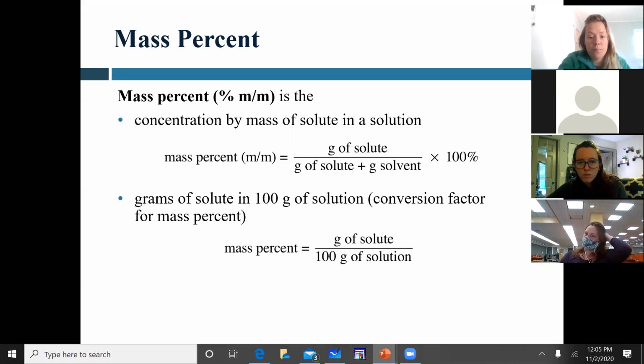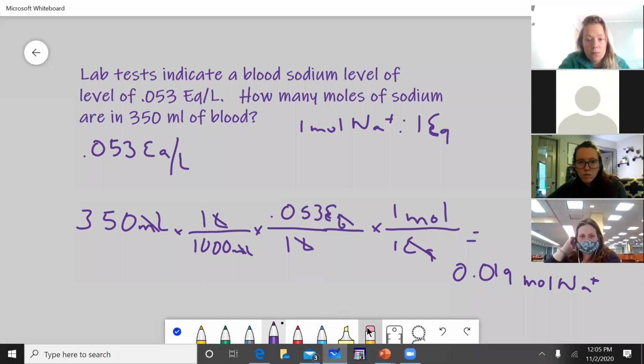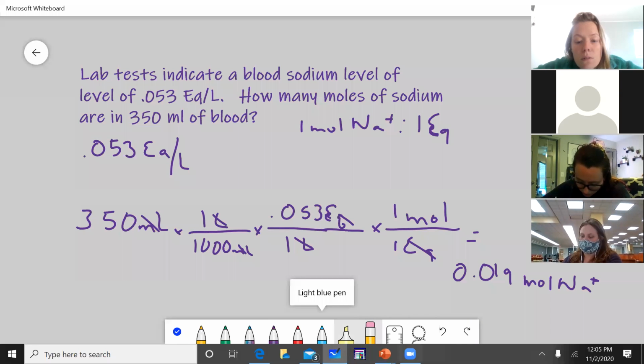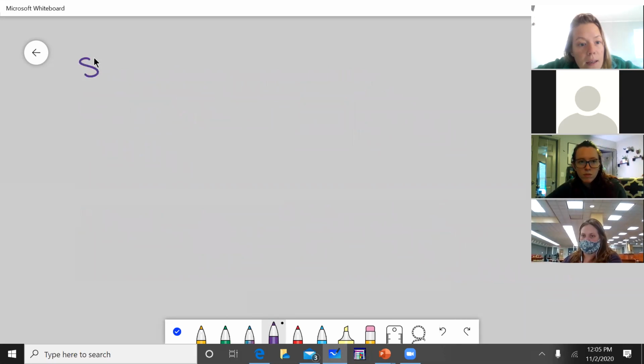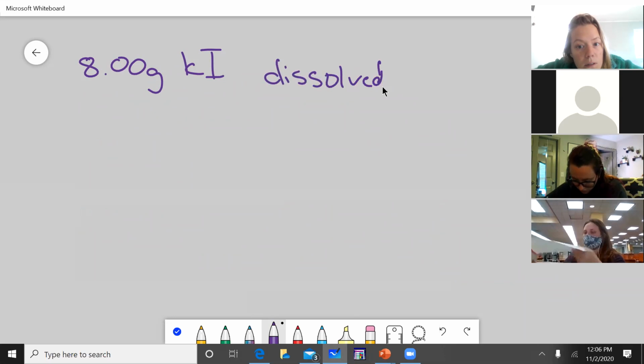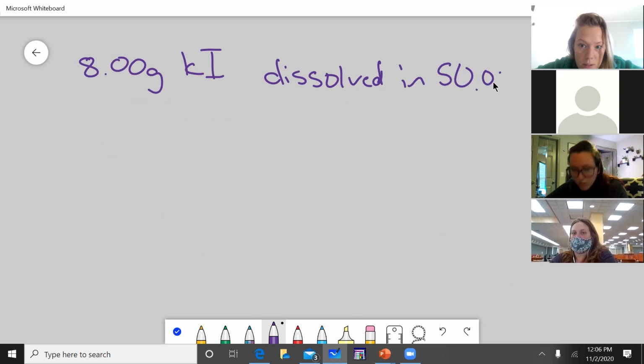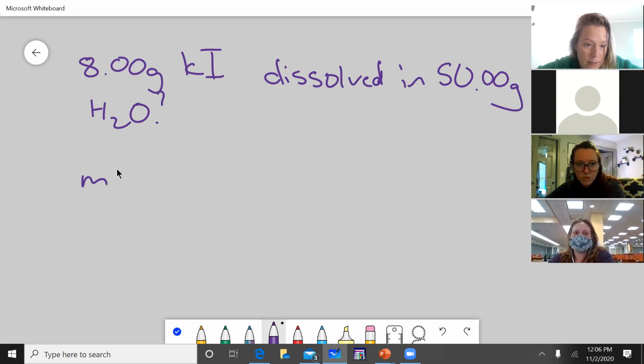Okay, so I'm going to give you a problem. You have 8.00 grams of potassium iodine dissolved in 50.00 grams of H2O. I want to know what the mass percent is.